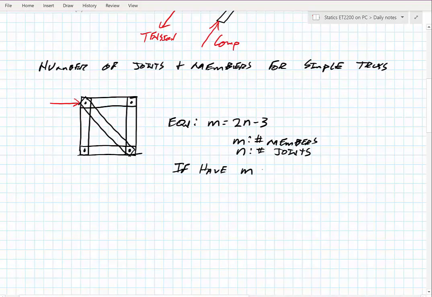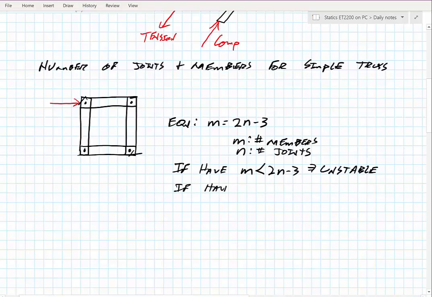So if you have a case where your number of members is less than 2 times n minus 3, that was that first case we talked about where it's just kind of hanging out there. We call this unstable, meaning it can collapse at any particular point. We don't like that as engineers.